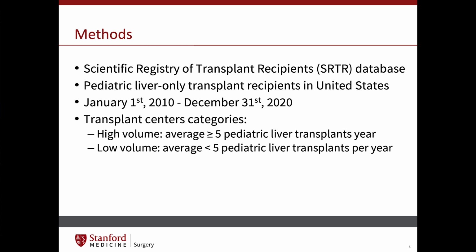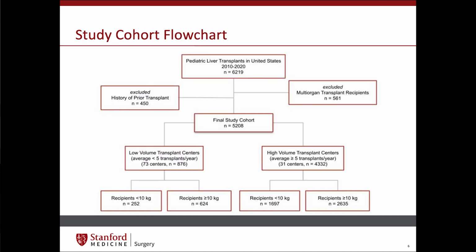So similar to a previous talk, we utilized the SRTR database and identified pediatric liver-only transplant recipients in the United States from 2010 through 2020. Transplant centers were designated as high or low volume based on the average number of pediatric transplants performed per year, greater than 5 for high volume and less than 5 for low volume. And over the 10-year study period, there was a final cohort of 5,208 patients that met our inclusion criteria.